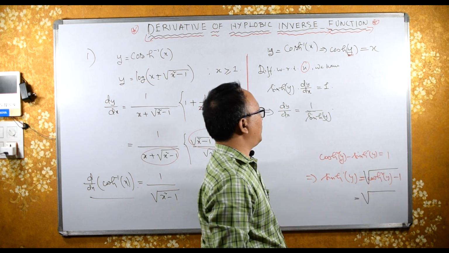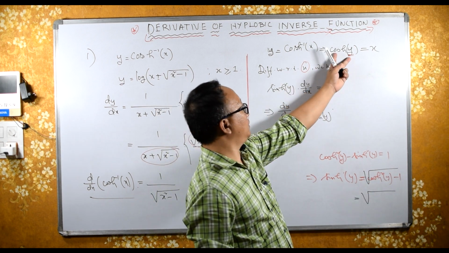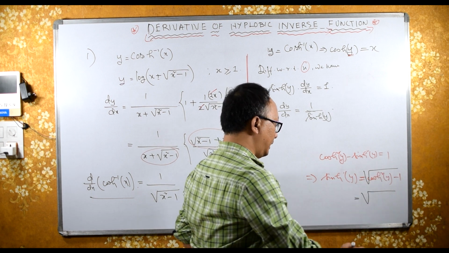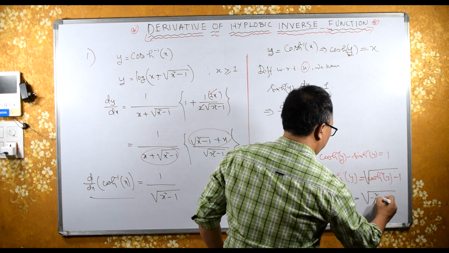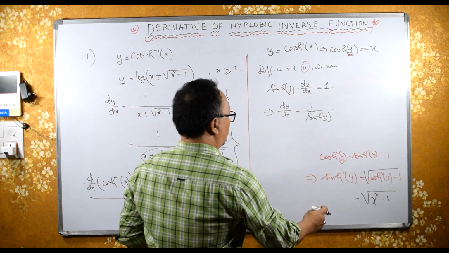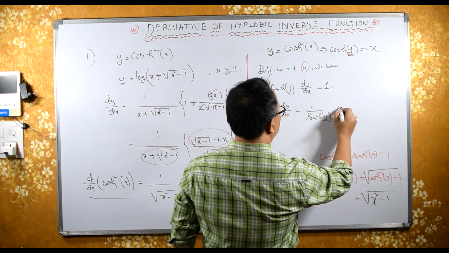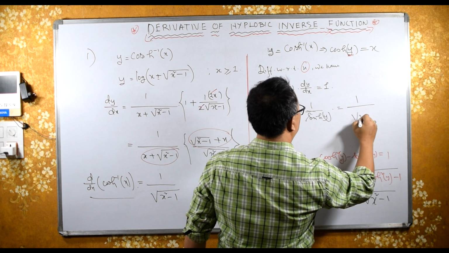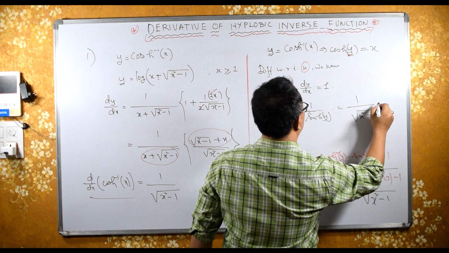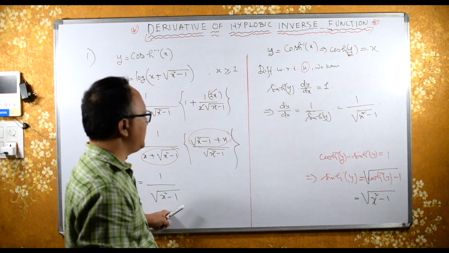What is cosh y? This is x. Instead of this, I can write x square minus 1. Therefore, instead of this, I can write 1 upon square root of x square minus 1. So this and this are the same.